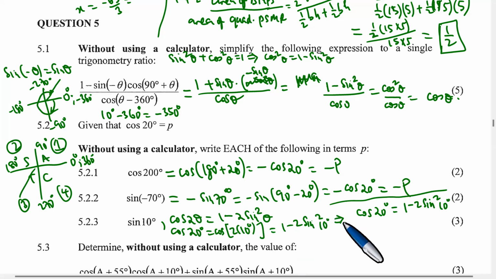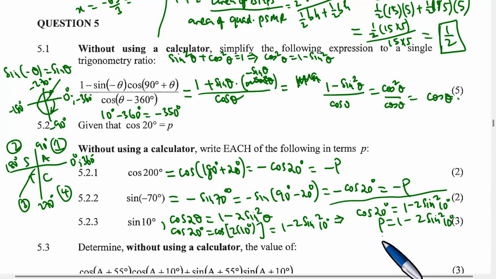Right, so you have cosine 20, which is 1 minus that. So the cosine 20, what is cosine 20? It's P, which is 1 minus 2 sine squared 10 degrees. So we continue.